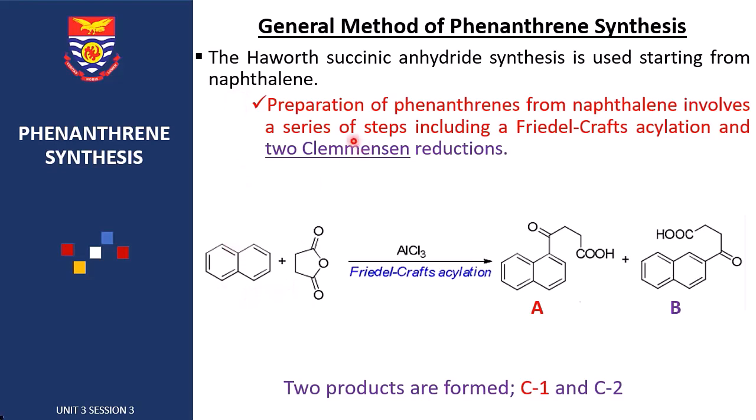And in this general method, the preparation of phenanthrene from naphthalene involves a series of steps, including a Friedel-Crafts acylation and a Clemmensen reduction. Through this Friedel-Crafts acylation with the succinic anhydride, it can lead to the formation of two products, where the succinic anhydride attaches itself to either carbon number 1 or carbon number 2, right? And afterwards, the ring closure goes on, leading to the formation of phenanthrene.